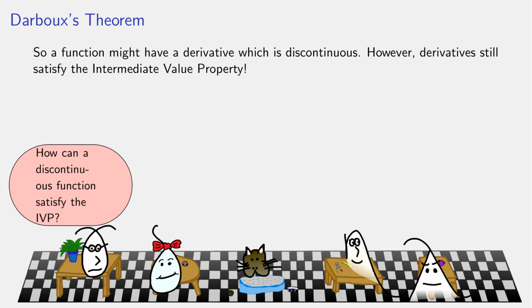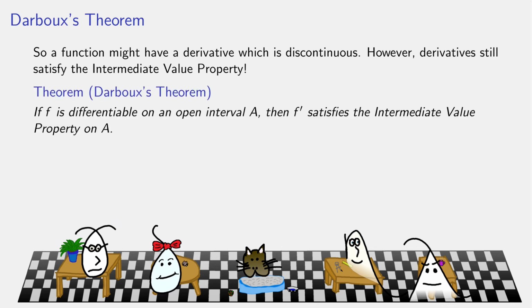Well, if we manage to show that derivatives satisfy the intermediate value property, then since we have an explicit example of a function that has a derivative that isn't continuous, we will know it's possible for discontinuous functions to satisfy the intermediate value property. So here's the statement of the theorem. If f has a derivative on an open interval, then f prime satisfies the intermediate value property on that interval. Specifically, if it takes two values, then it takes all values in between.